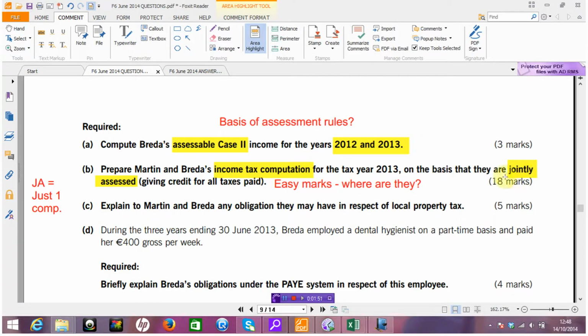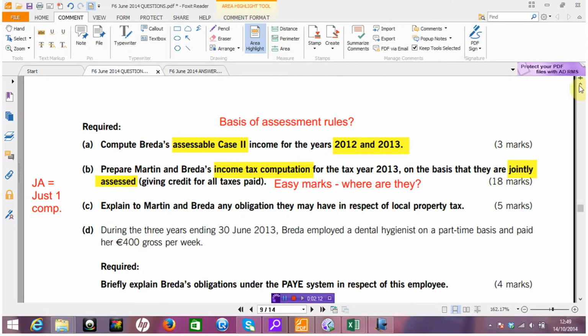And we'll see that the individuals concerned are jointly assessed. Okay, so obviously what that means is that we have a husband and wife, and we'll be doing just one computation. Okay, so we're looking to submit a computation to the revenue in effect with 2 sets of income, 2 sets of allowances, etc.